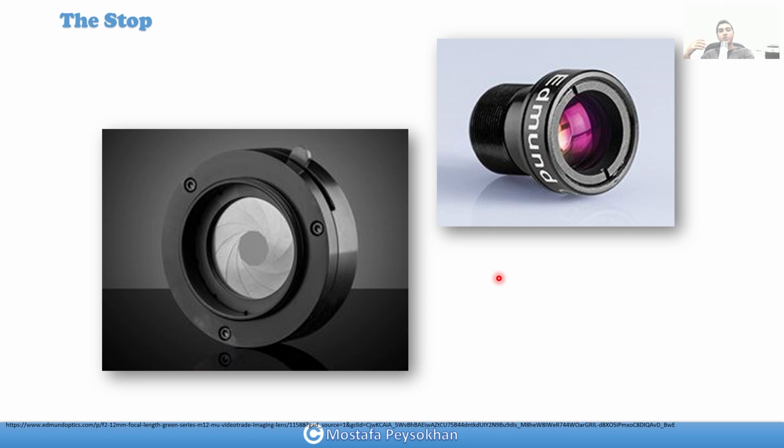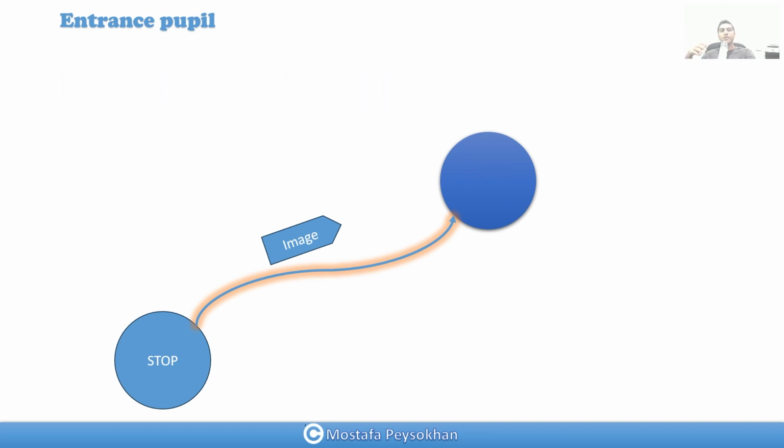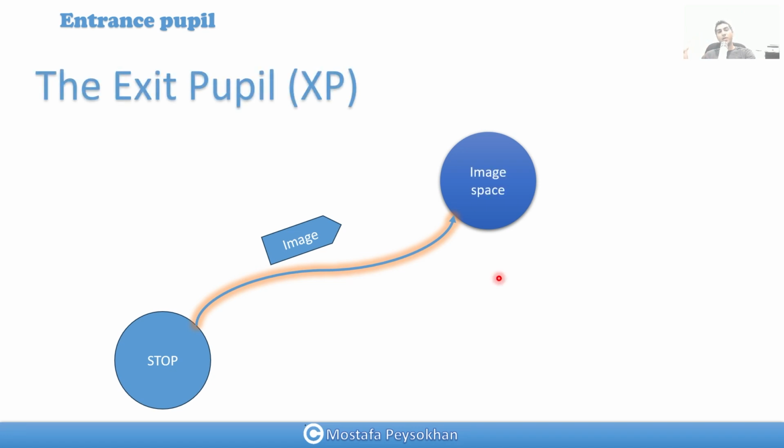But now the question is how we can find that stop, because the stop is a very important optical feature for our optical system. When you find the real stop of your optical system, then the image of the stop into object space is your entrance pupil, that we call EP. That's very important. And then the image of the stop through image space, that is your CCD side, is the exit pupil, that we use XP for. So when you find all these three parameters, your optical system is very well known.